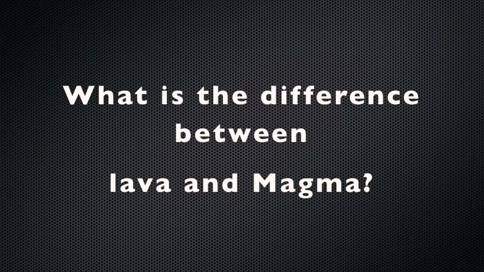What is the difference between lava and magma? Magma is liquid rock inside a volcano. Lava is liquid rock that flows out of the volcano.